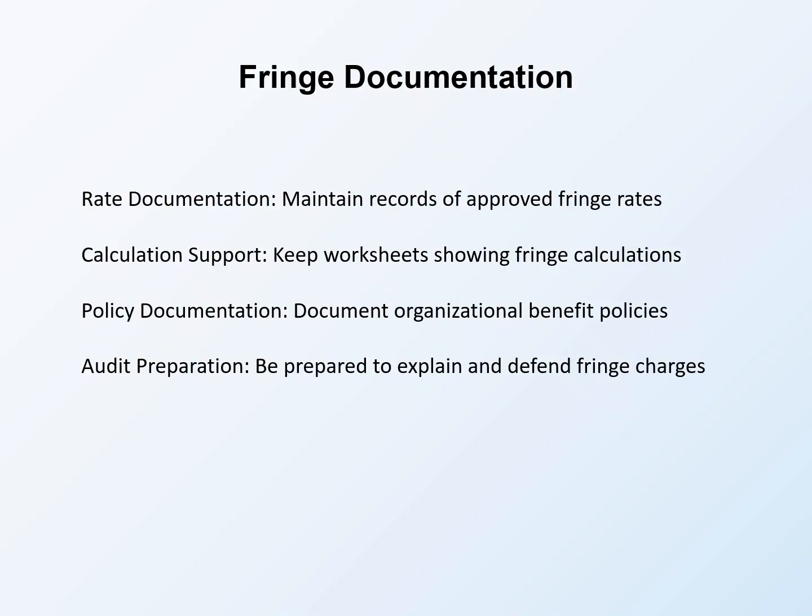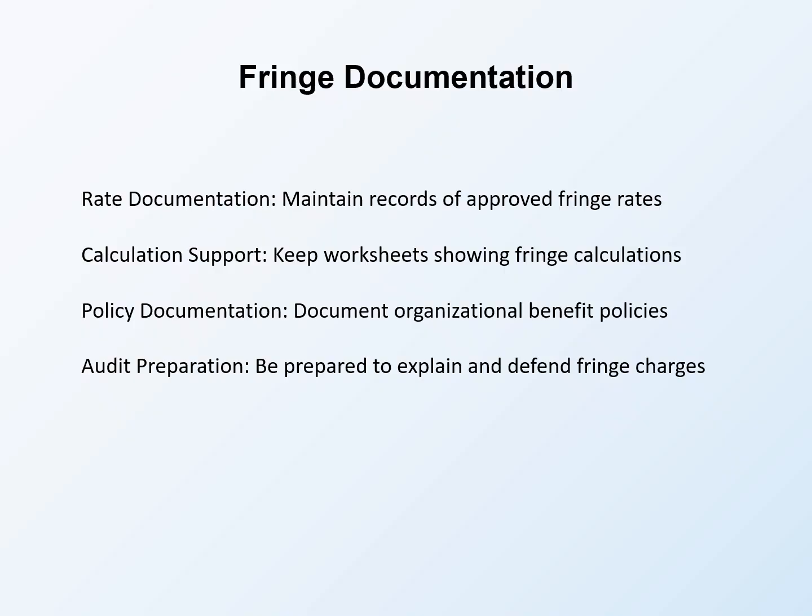Calculation support through worksheets showing how fringe costs were calculated provides transparency. For each position, document the salary amount, the fringe rate applied, and the resulting fringe cost. These calculations should tie to your budget figures. Policy documentation describes your organization's benefit policies and how they translate into fringe rates. What benefits does each employee category receive? How are rates calculated? This documentation helps explain why your rates are what they are.